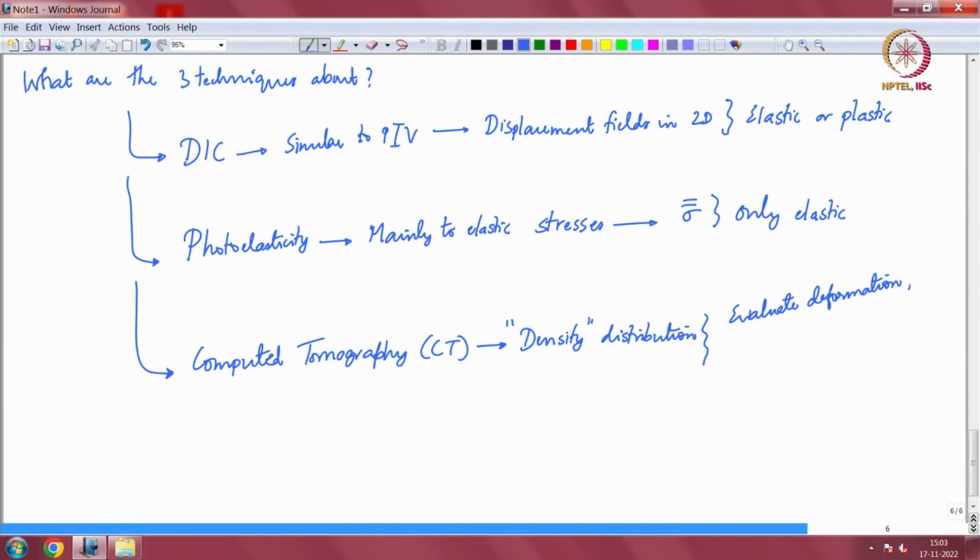However, if you have a pair of CT volume data sets, you can use that to evaluate deformation, this is something we will discuss. At the same time, you can also use it to evaluate internal structures.